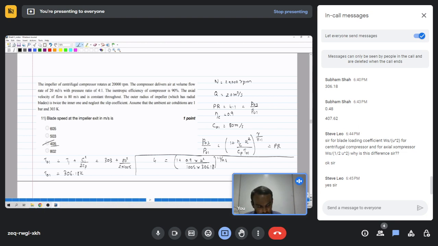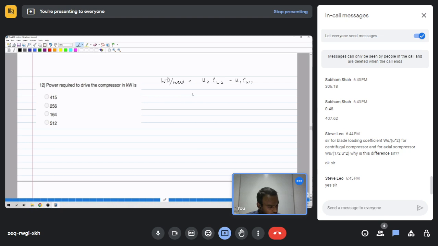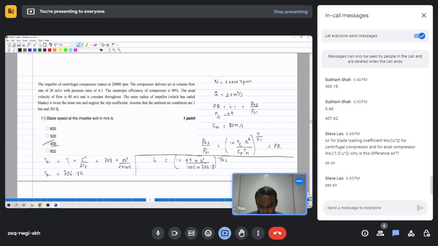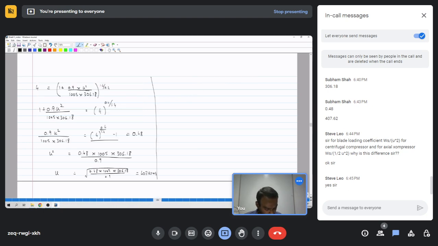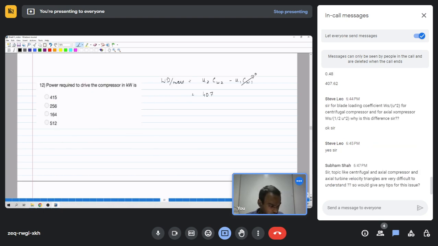So here it was said that at the inlet there is only axial velocity, so we can neglect this term. U2 and CW2 are same because it is said we can assume, okay, for ideal case these two are same. The slip coefficient or slip, nothing is told about the slip, so neglect the slip factor, yes. So then we assume these two are same, and that is equal to 407.62 the whole square. So this is the work done per mass.